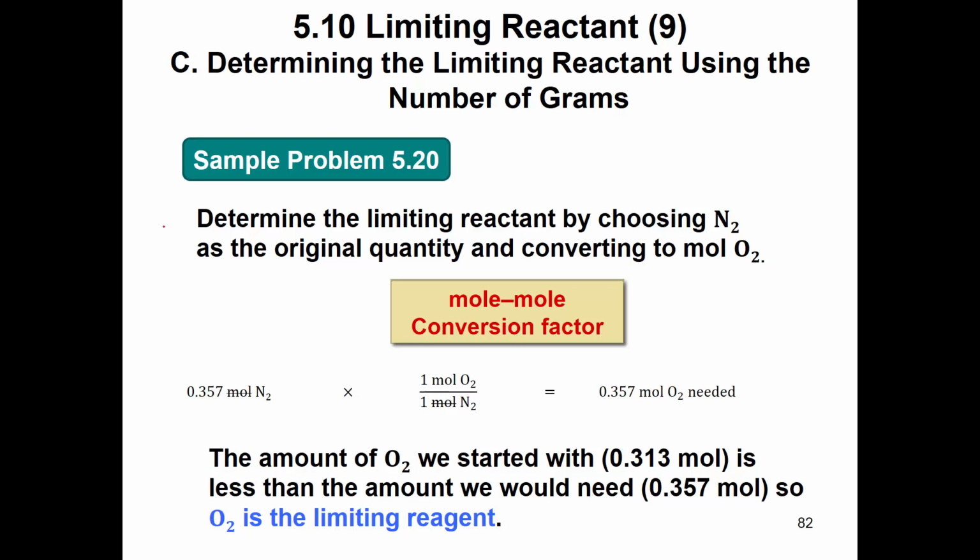If you multiply 0.357 moles of nitrogen times 1 mole of oxygen over 1 mole of nitrogen, because those have to cancel, you get 0.357 moles of oxygen needed. The amount of oxygen we started out with was 0.313. That's less than the amount we would need, which was 0.357. So I'm going to be limited by that. I'm going to be limited by the oxygen.